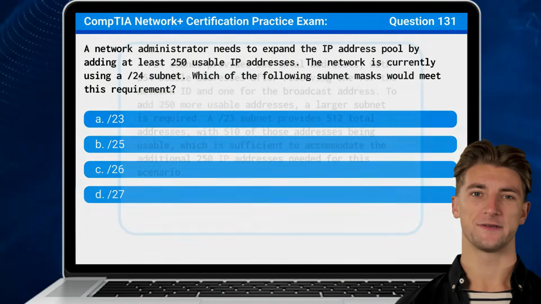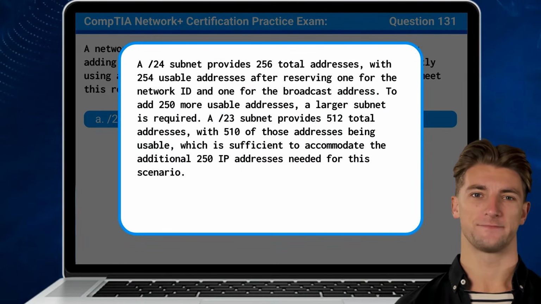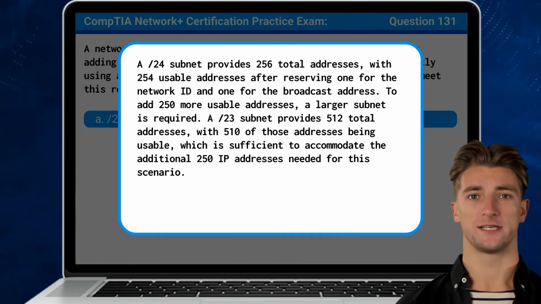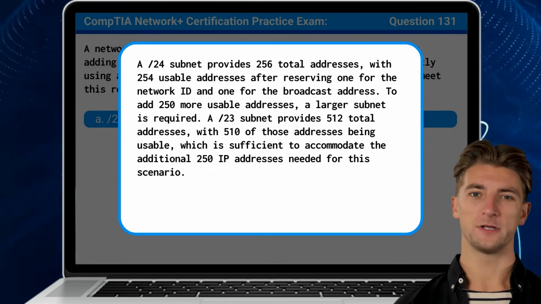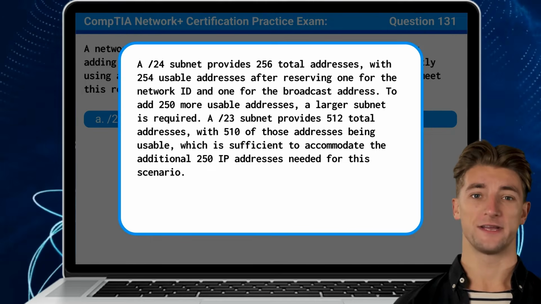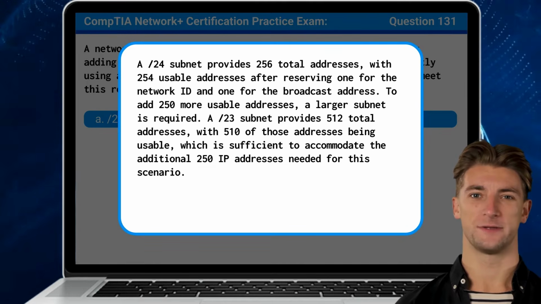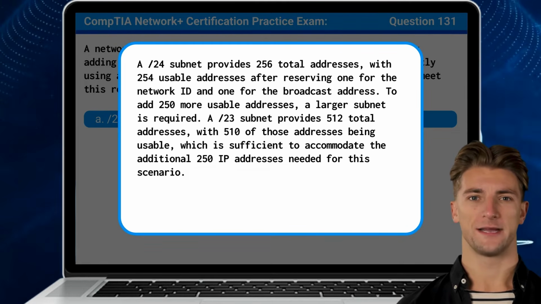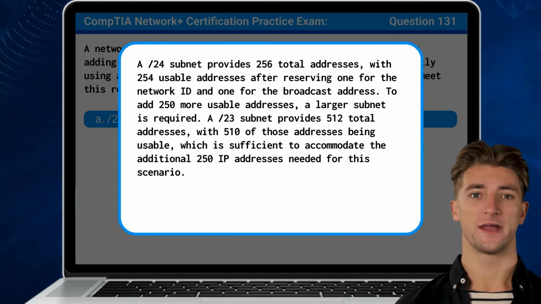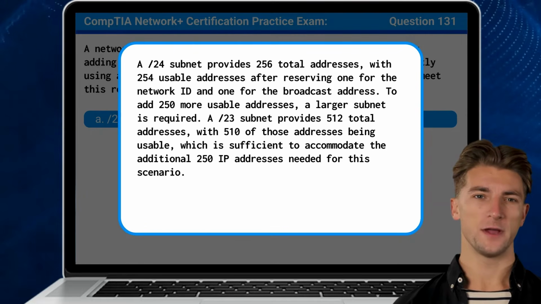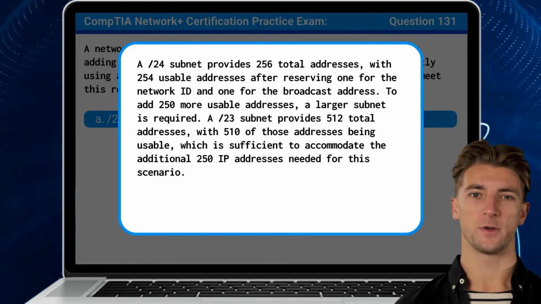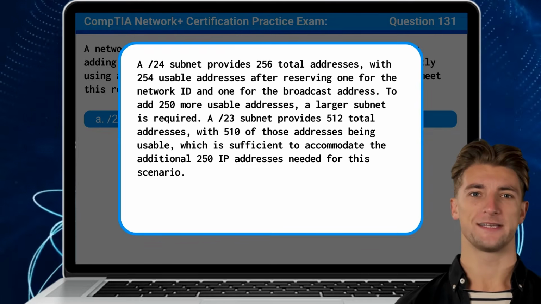The answer is A. /23. The /24 subnet provides 256 total addresses, with 254 usable addresses after reserving one for the network ID and one for the broadcast address. To add 250 more usable addresses, a larger subnet is required. A /23 subnet provides 512 total addresses, with 510 of those addresses being usable, which is sufficient to accommodate the additional 250 IP addresses needed for this scenario.